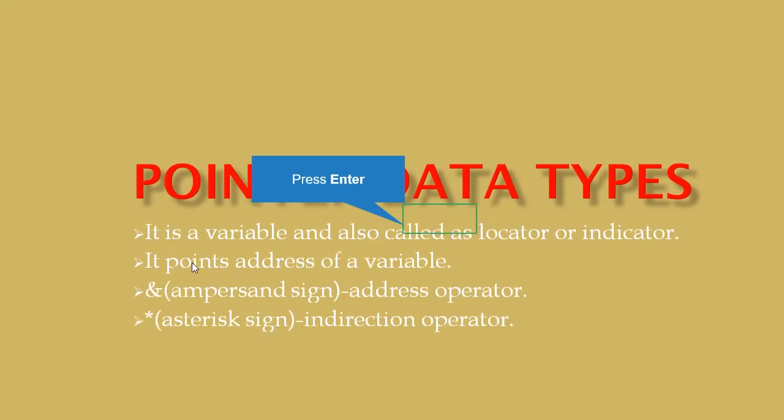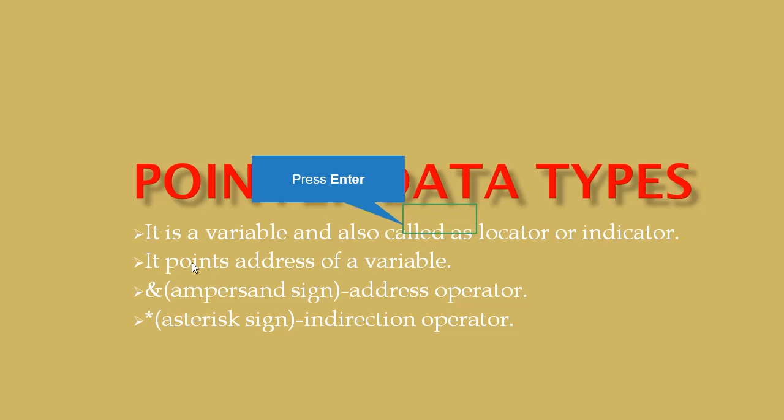So then the next one is pointer data type. Pointer data type is used as a variable. It is a variable, and also we can call it as locator or indicator. It points to the address of a particular variable. The ampersand sign is called the address operator, and the asterisk sign is called the indirection operator. The ampersand operator determines the address of a variable, and the asterisk operator accesses the value of an address.